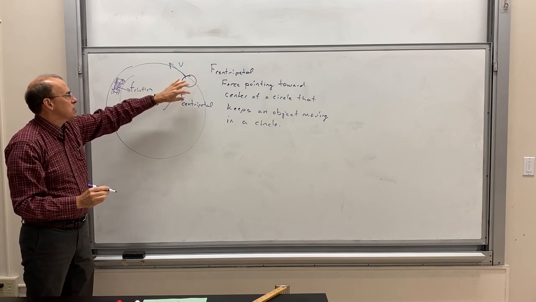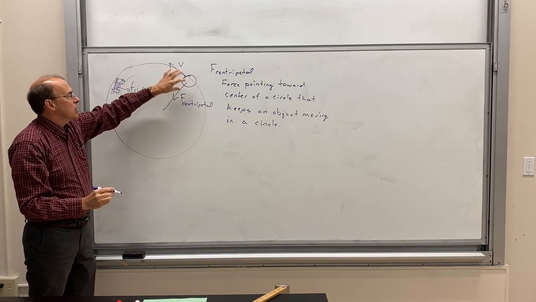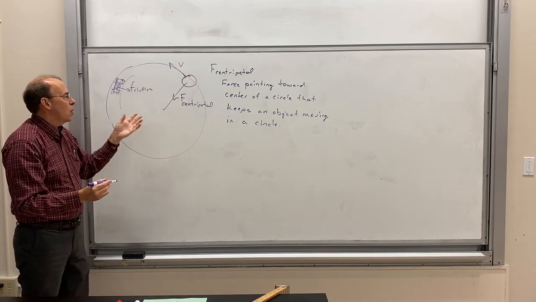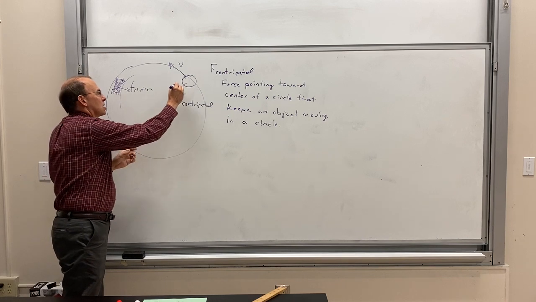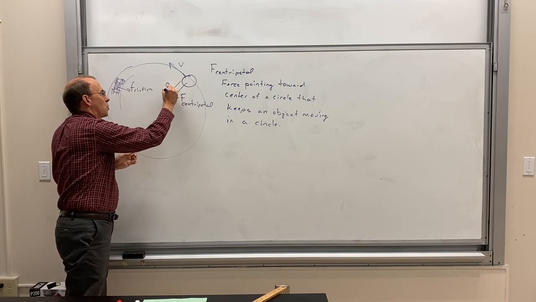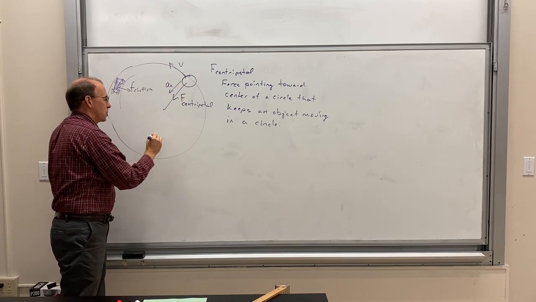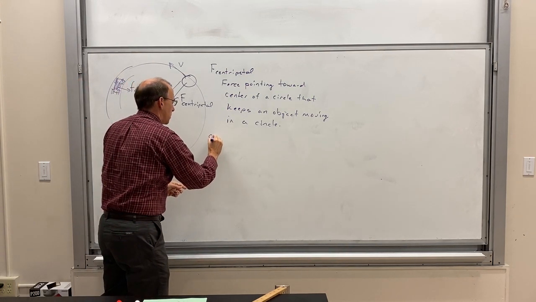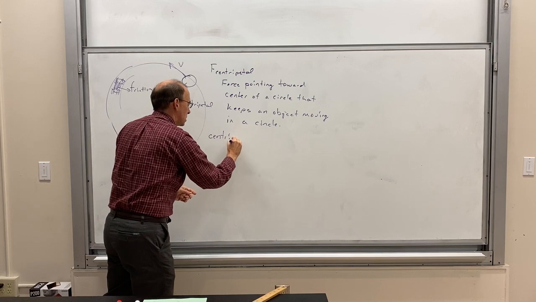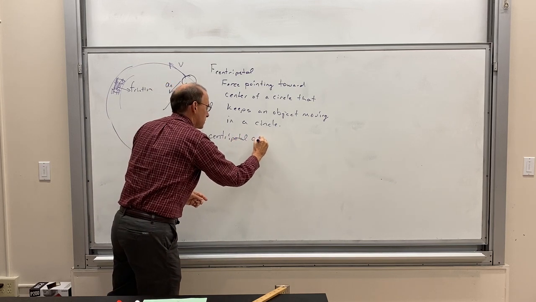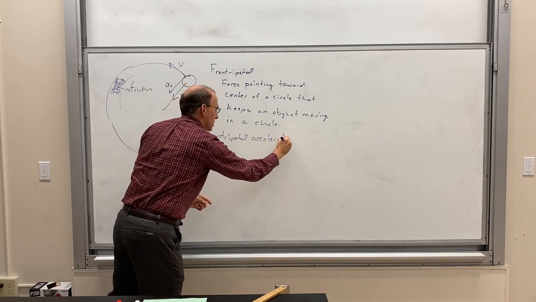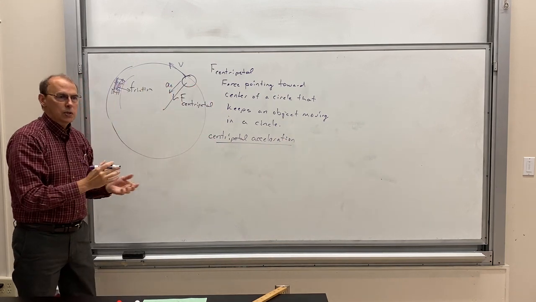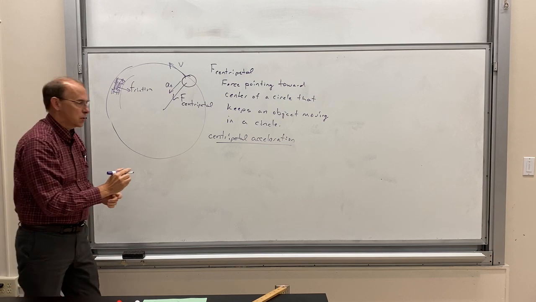Now, since the object is not moving in a straight line, it must be accelerating. And which way is it accelerating? The acceleration is in the direction of the force, and we call that the centripetal acceleration. So the centripetal acceleration is the acceleration pointing to the center of a circle of an object moving in a circle.